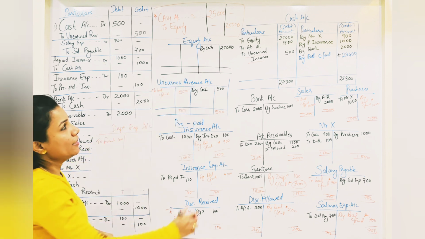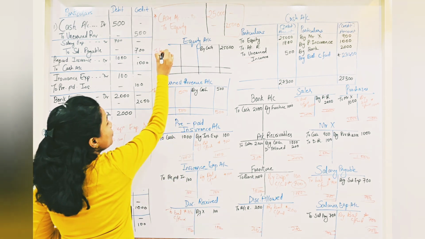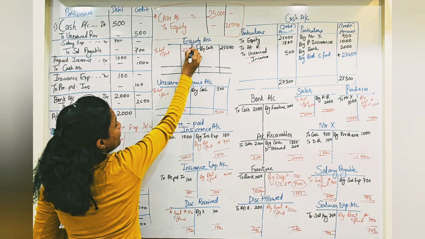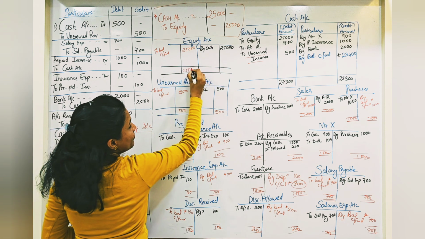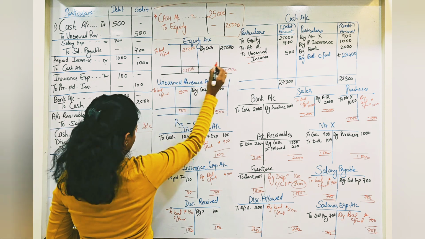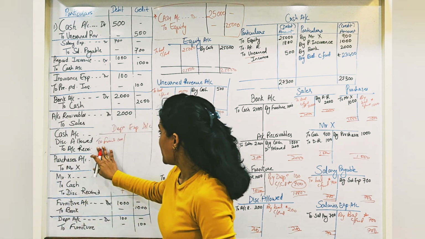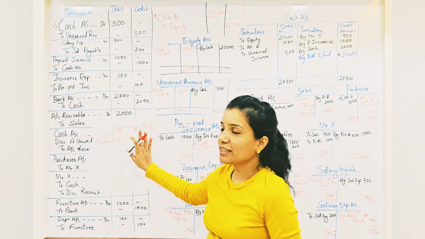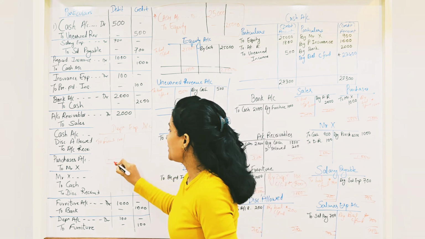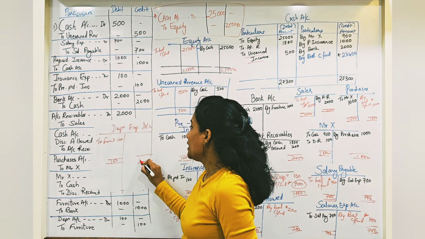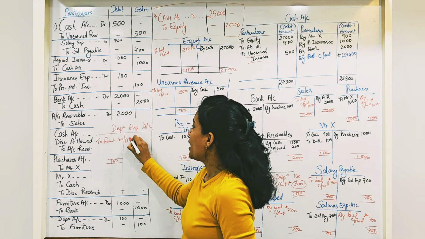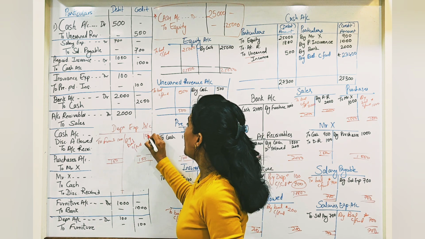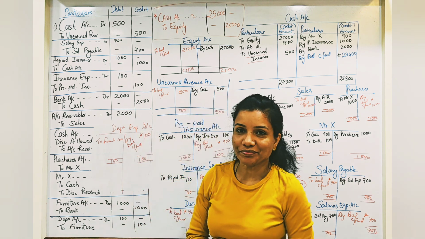Similarly, equity. Again, credit side is heavier. To balance carried forward 25,000. This is the total. Depreciation: debit side 100, one entry, to furniture 100, nothing on the credit side, which means debit side is heavier. This will have a debit balance. By balance carried forward 100.